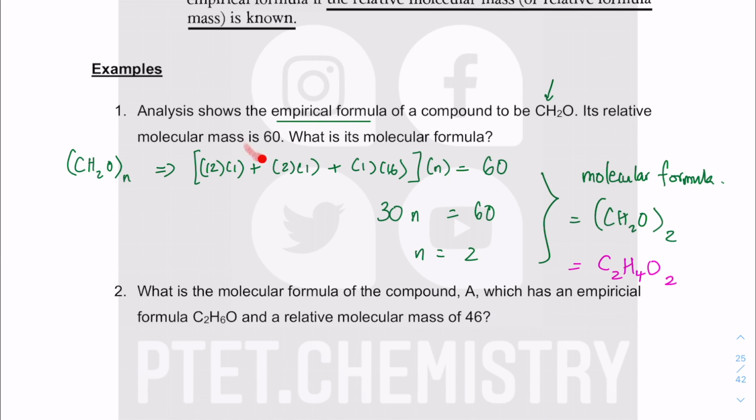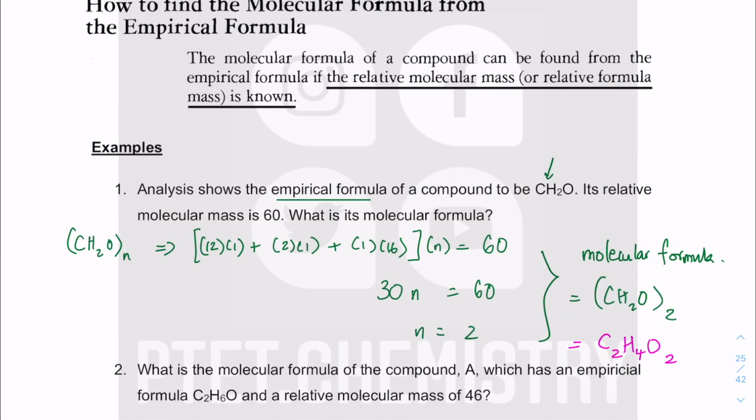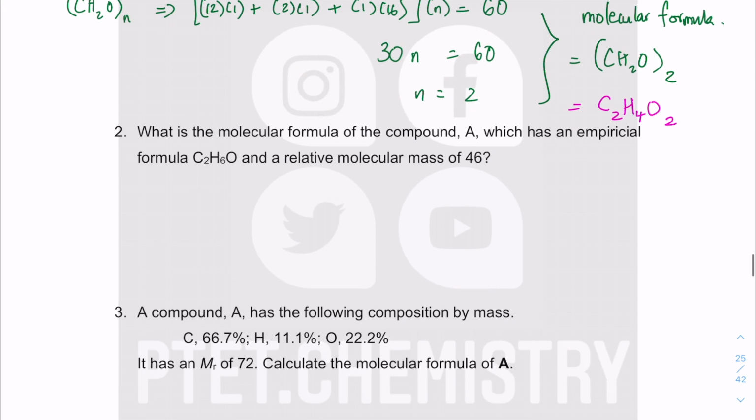By knowing the relative molecular or relative formula mass, I find out how many multiples of the empirical formula I need in order to get the molecular mass, the Mr. Therefore I find out that multiple, and then I expand the empirical formula by multiplying each and every one of the atoms present by that multiple. On to the next question.